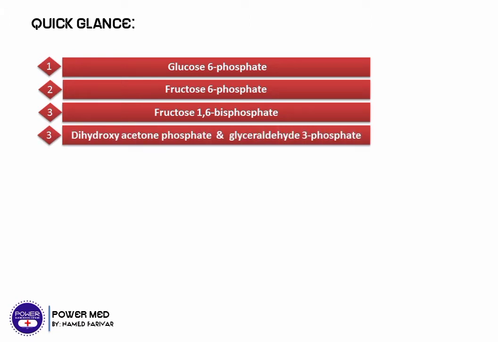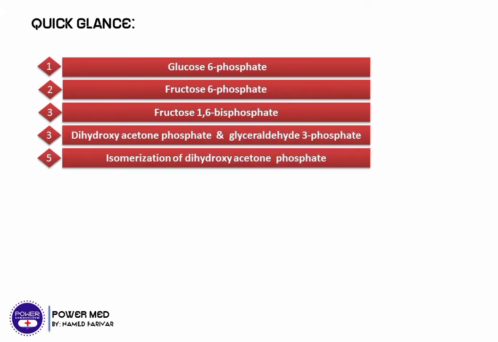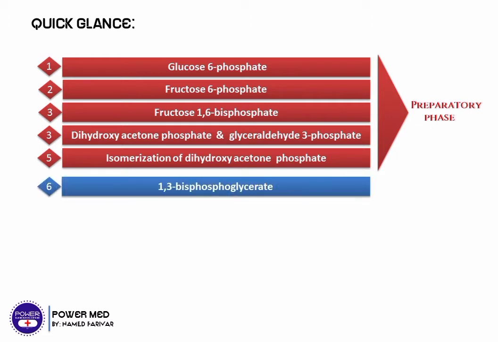In the fifth reaction of glycolysis, dihydroxyacetone phosphate is isomerized to make a second molecule of glyceraldehyde 3-phosphate out of 1 molecule of glucose. The sum of these first 5 reactions represents the first phase of glycolysis, which is called the preparatory phase, or you can say the investment phase of glycolysis, in which energy is just invested. The compound generated in the sixth reaction of this series is 1,3-bisphosphoglycerate, which is achieved from glyceraldehyde 3-phosphate. And this reaction is the beginning of the second phase of glycolysis.